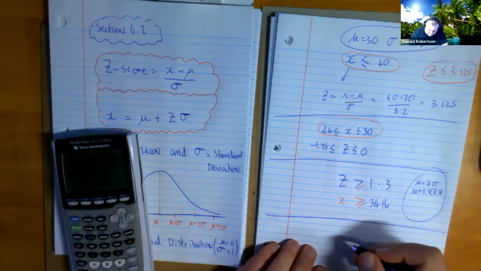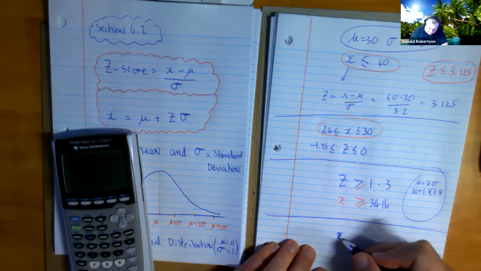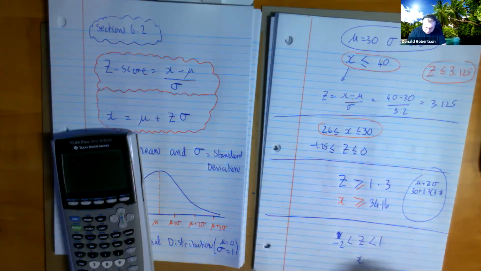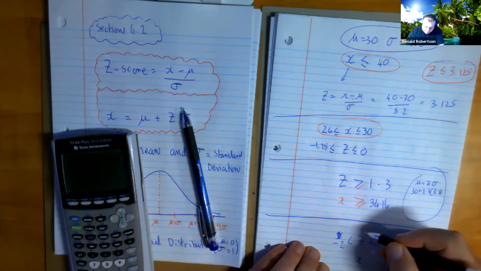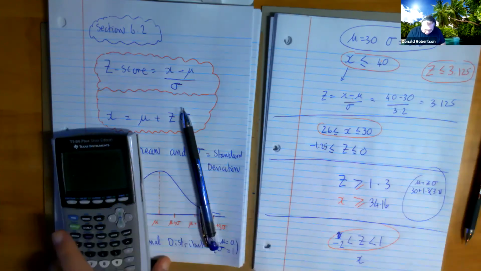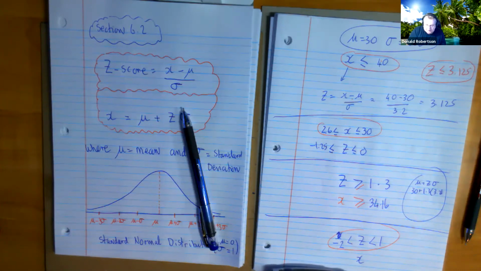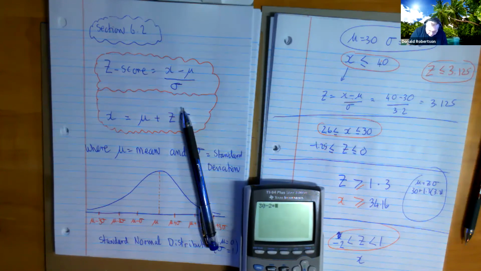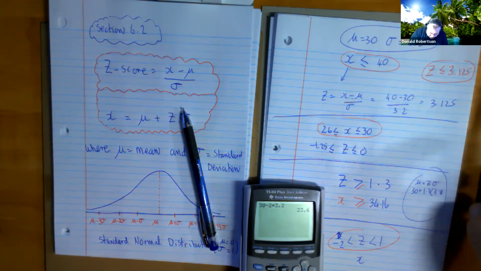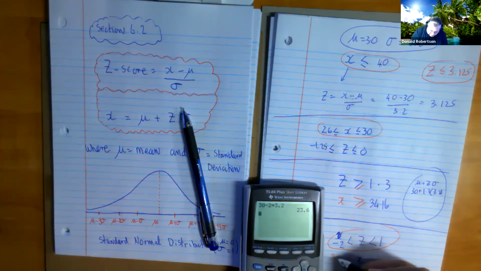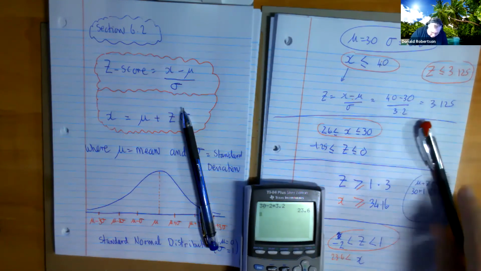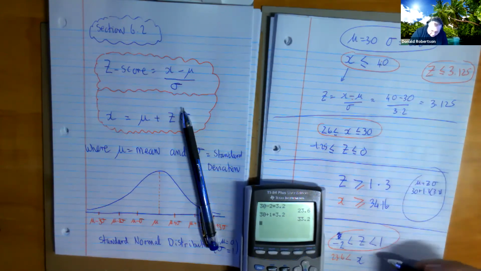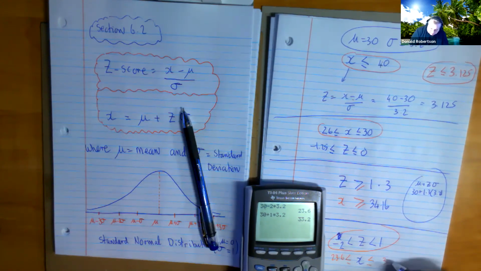And sometimes you get z between negative 2 and 1, in which case you just do this twice. So let's say a z-score of negative 2, that's going to be 30, take away 2 times 3.2, and that gets me 23.6. And if I want the other one, it's going to be 30 plus 1 times 3.2, and that's going to be 33.2.